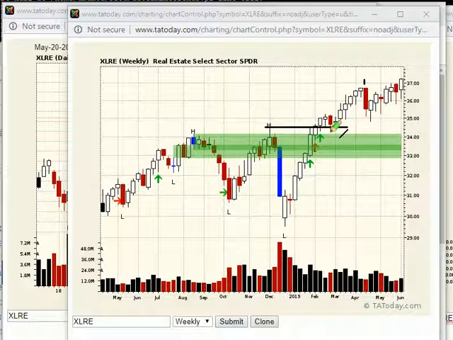Yeah. And this is actually interesting. As you're doing that, this looks like it's already finished an ABCD on the weekly. That's what I'm saying. 34.80 was the original stop. 34.80, yep. Yeah, that's the original stop. So this today probably just about finished it.